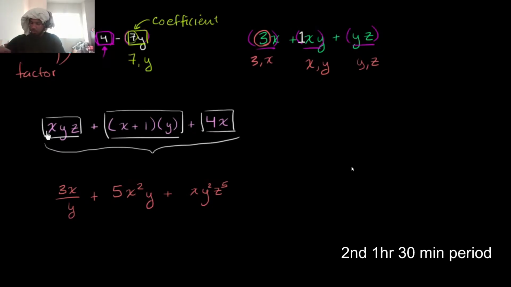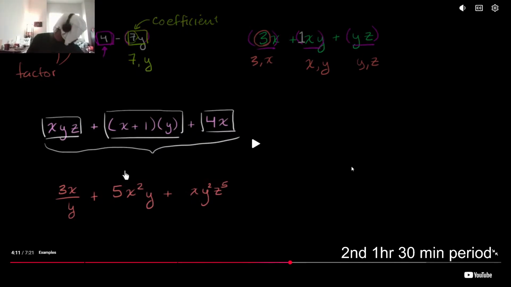And if you look at that level, if you look at the first term and ask how many factors it has, you would say that it has three factors: x, y, and z. How many factors does the second term have? Well, you could say it has two factors.